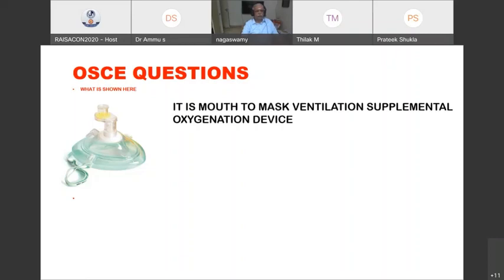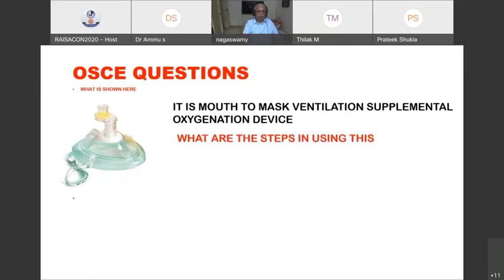This is a mouth to mask ventilation port for an oxygen device. So you can give oxygen along with a mouth mask. Instead of putting your mouth onto the patient's face, you can hold the mask here and then blow through this and give supplemental oxygen through this port. So it is called a mouth to mask ventilation support device, an oxygenation device.